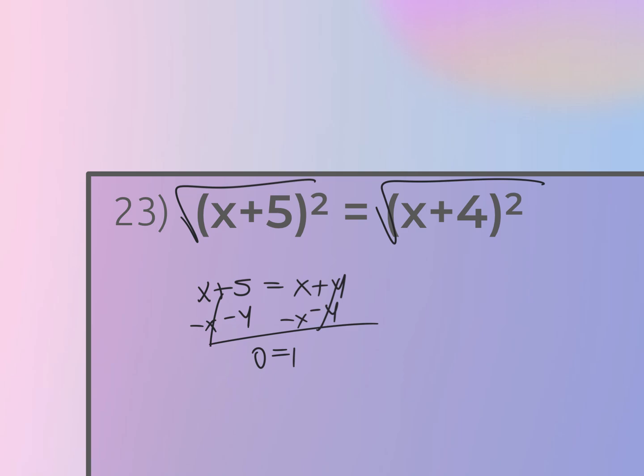Whenever you guys come to a problem where you have both sides squared, both of your binomials are squared on both sides, you actually have to FOIL it out. This is one of those special cases where you actually have to go through, FOIL it out, and then find your answer. So let's go ahead and do that.